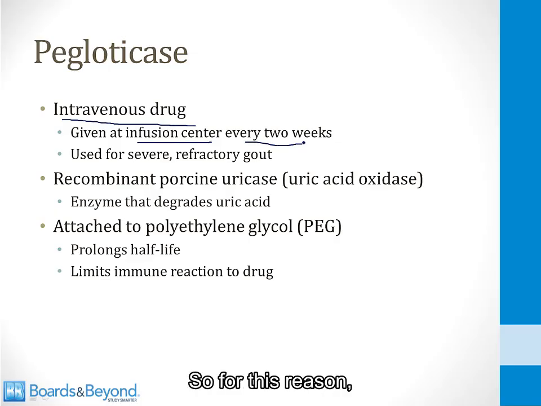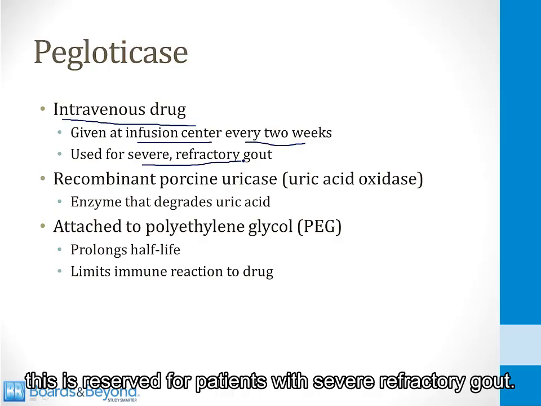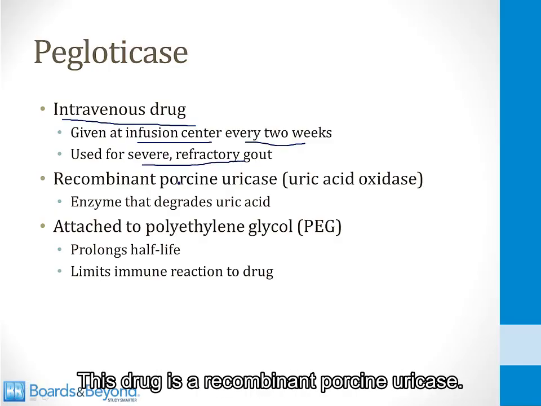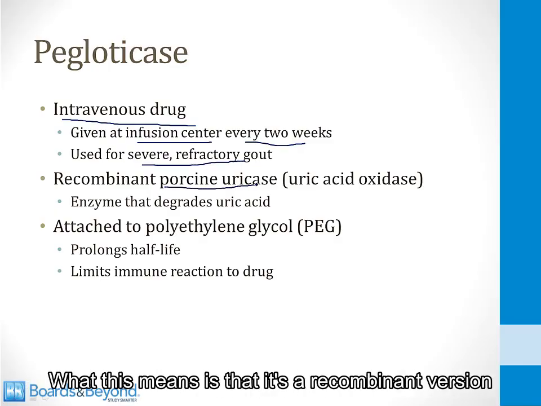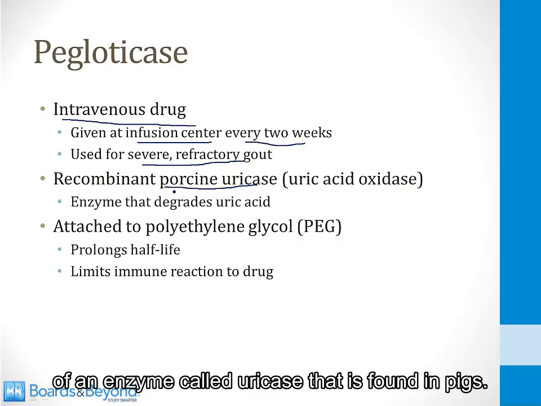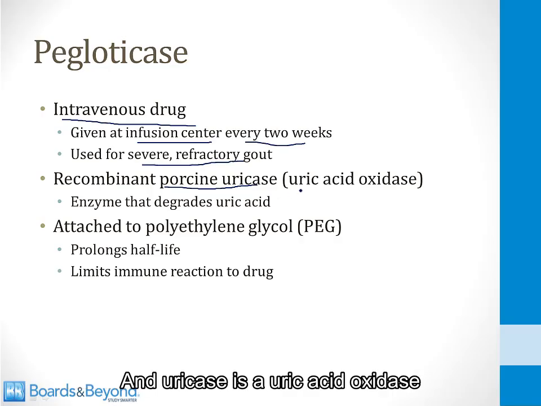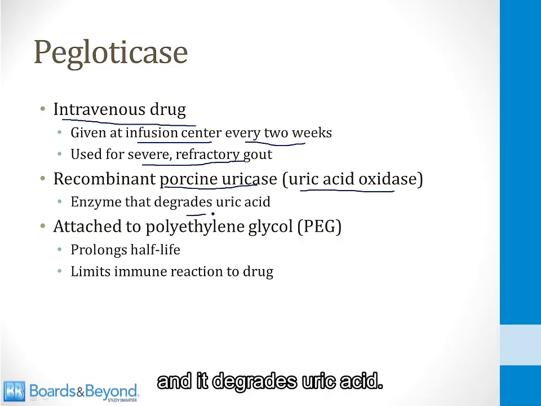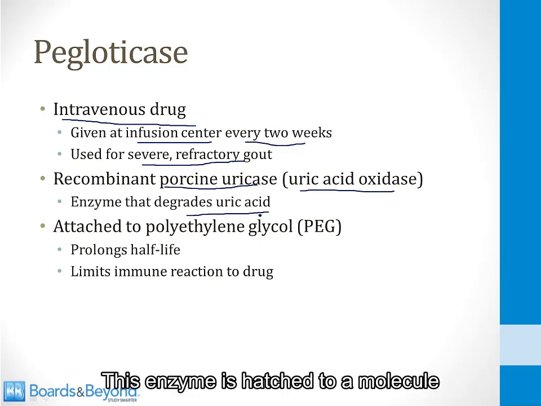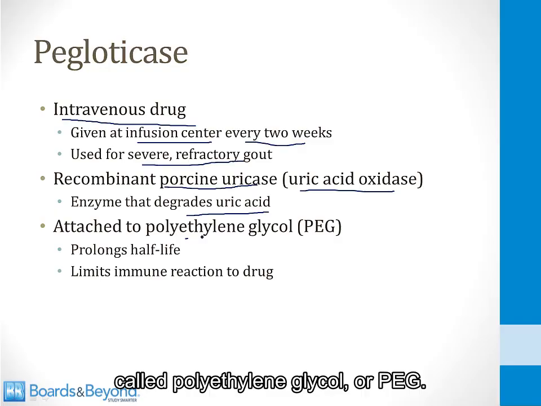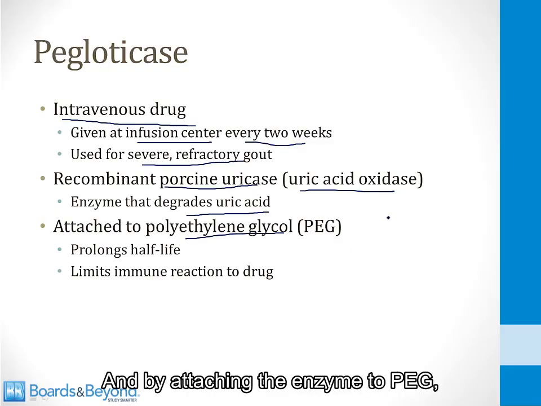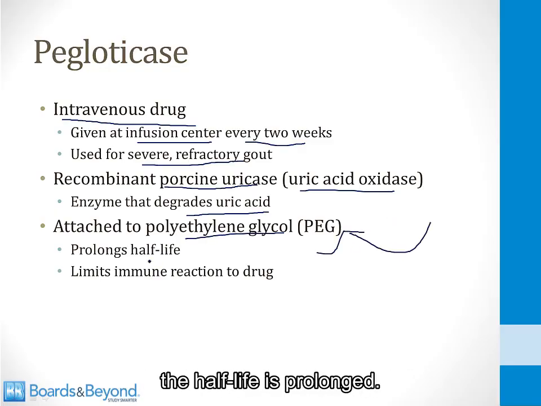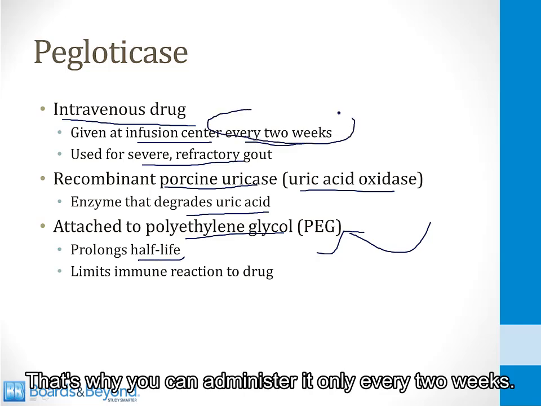So for this reason, this is reserved for patients with severe refractory gout. This drug is a recombinant porcine uricase. What this means is that it's a recombinant version of an enzyme called uricase that is found in pigs, and uricase is a uric acid oxidase, and it degrades uric acid. This enzyme is attached to a molecule called polyethylene glycol, or PEG, and by attaching the enzyme to PEG, the half-life is prolonged. That's why you can administer it only every 2 weeks.